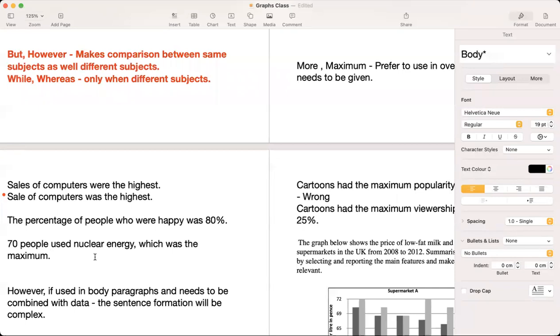Which was the maximum? Which were the maximum? Because we are using it for people. "Which was the maximum" is also fine. It's correct, because it was the maximum number.